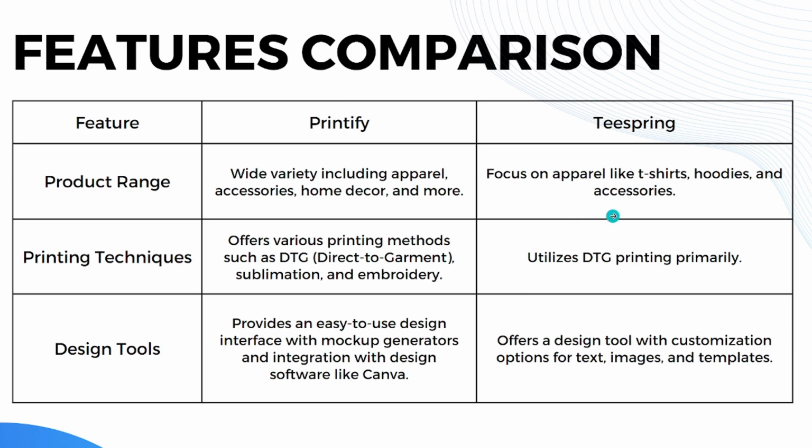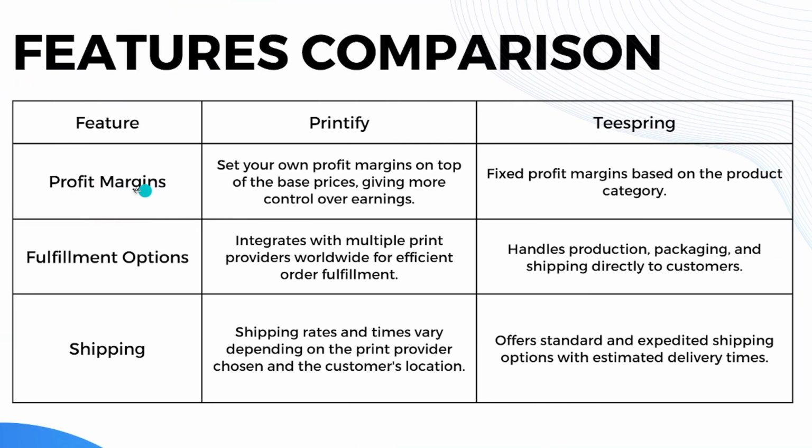So let's go to another feature, which is the product margin or profit margin. With Printify, you can set your own profit margins on top of the base prices, giving more control over earnings, while Teespring has fixed profit margins based on the product category. When it comes to fulfillment options, Printify integrates with multiple print providers worldwide for efficient order fulfillment, while Teespring handles production, packaging, and shipping directly to customers.